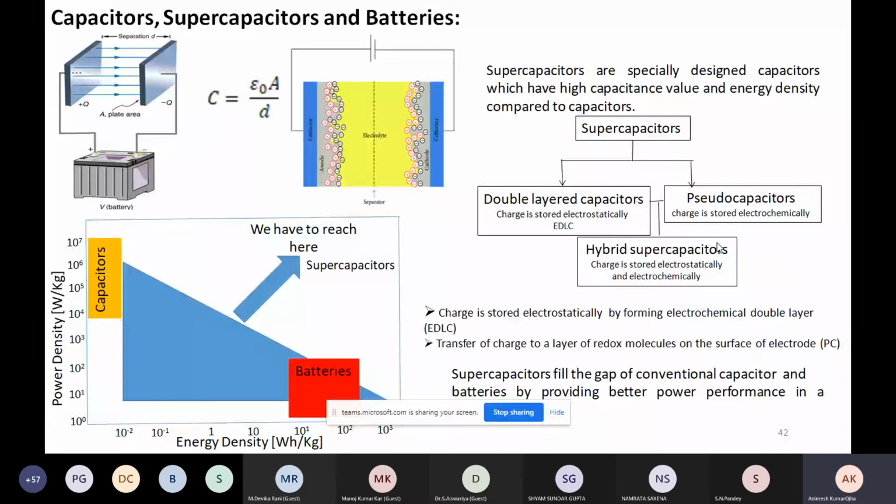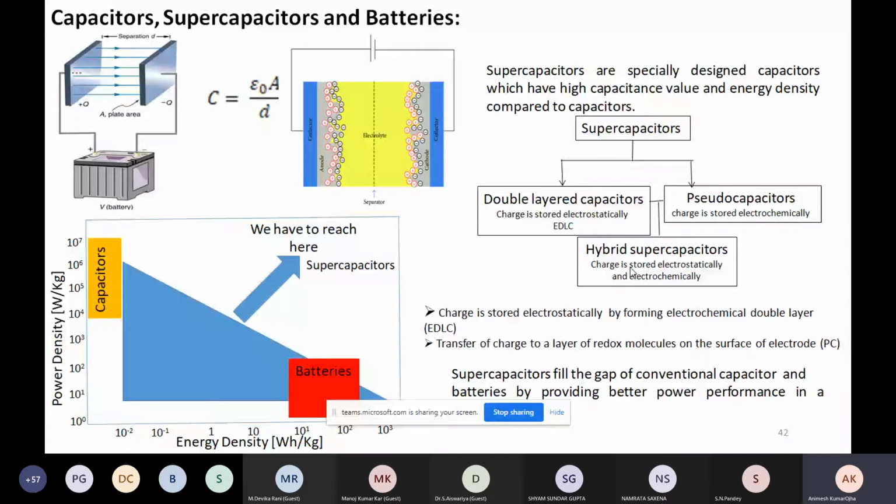And here the disadvantages of these two can be removed, or minimized to some extent, by designing this kind of supercapacitor, which is hybrid in nature. So it has both mechanisms, that is the EDLC type as well as the pseudo type. It also has advantages and disadvantages, but research is a process where you can improve the properties of the designed materials further and further.